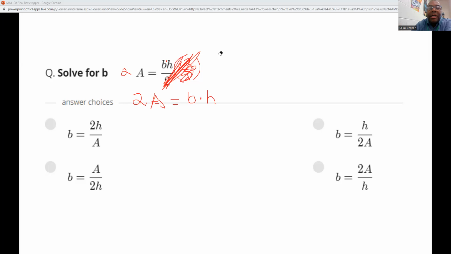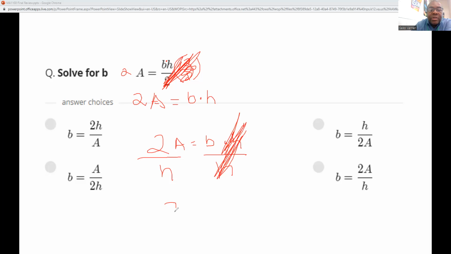BH is really B times H. Since it's B times H, how do I get rid of H? I'm going to divide both sides by H. So now I have 2A equals B times H. I'm going to divide both sides by H. This H cancels out. That leaves me with B on this side.